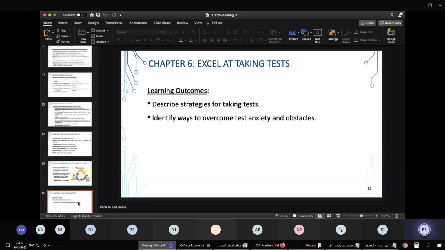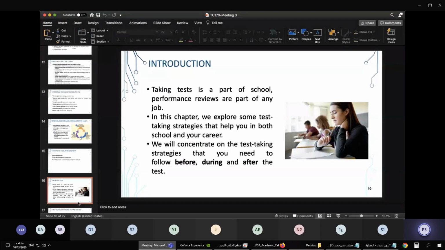So we just finished chapter 5. Chapter 6: Excel at taking tests. I'm sure most of you know how to be excellent at taking tests. So in this chapter, we will describe strategies for taking tests, and identify ways to overcome test anxiety and obstacles. Taking tests is a part of school or university. Performance reviews are part of any job. Also, applying for a job is a kind of test. In this chapter, we explore some test-taking strategies that help you in both university and your career.